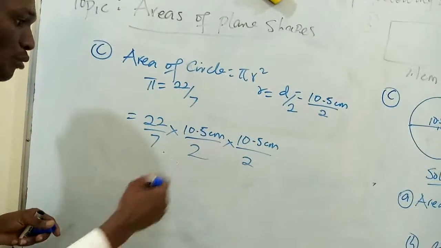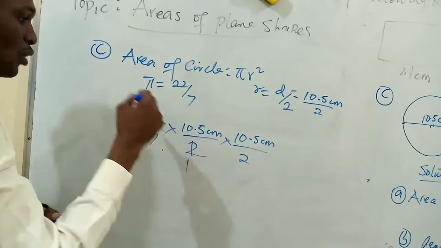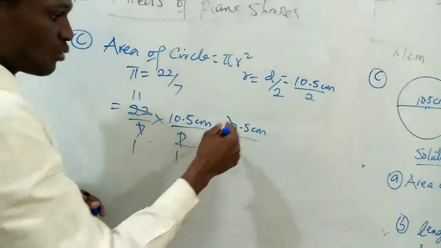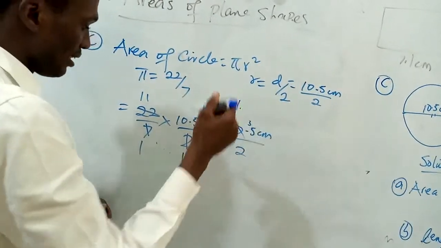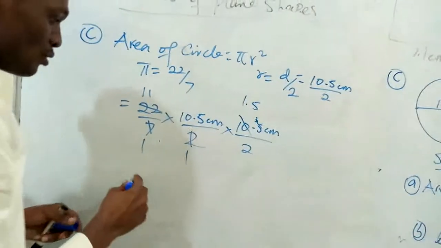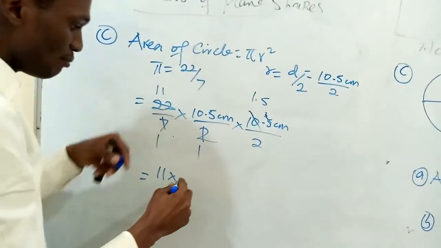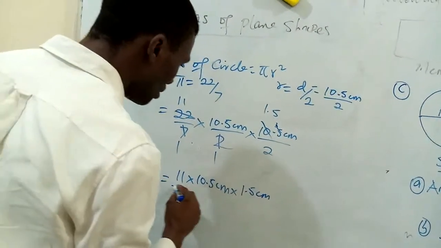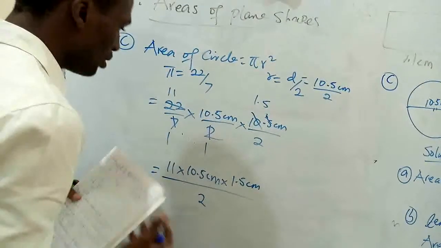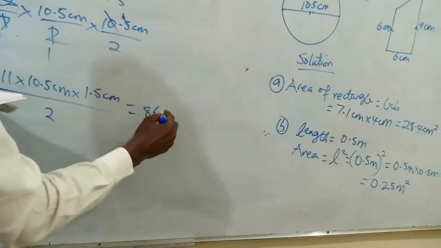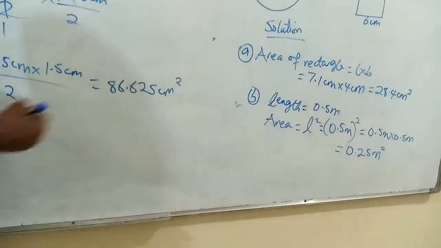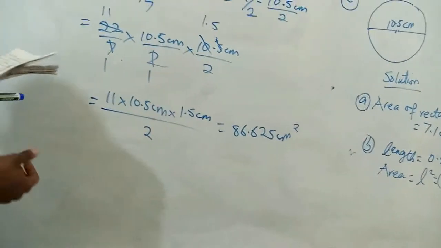We now divide through. 2 into itself is 1. 2 into 22 we have 11. 7 into itself is 1. Into 10 we have 1. We have our point, remainder 3. Into 3 we have 5. So we have left 11 times 10.5 cm times 5 cm, and we divide by 2. If we multiply through, we will get 36.625 cm squared. Let's take it again.